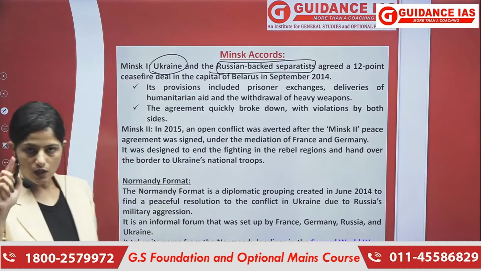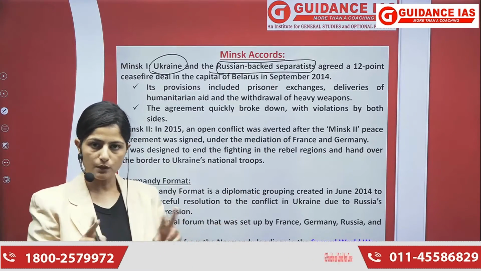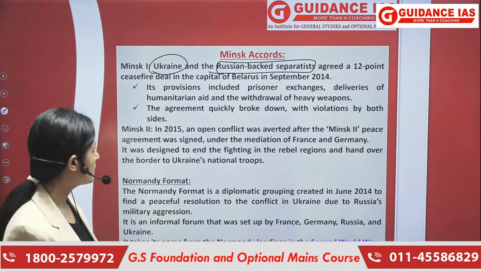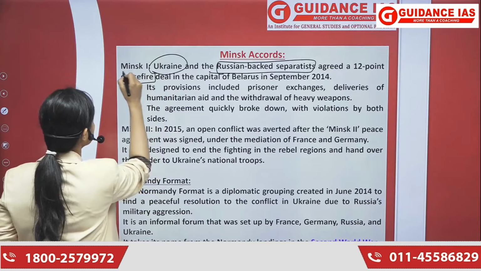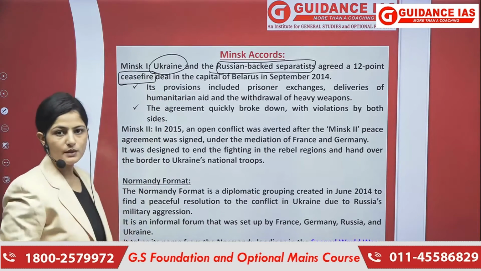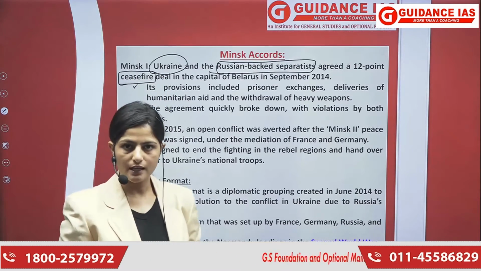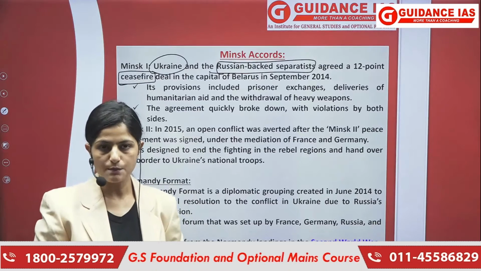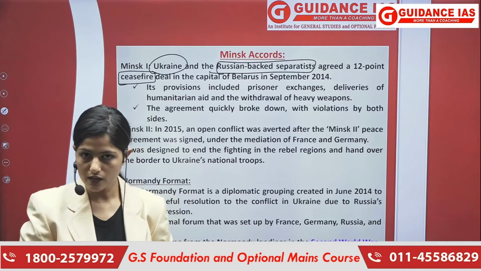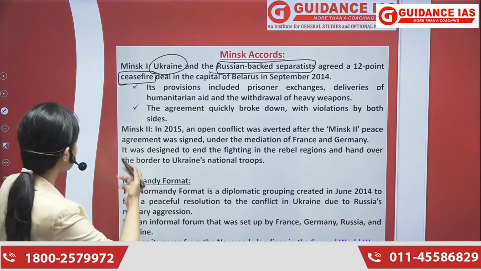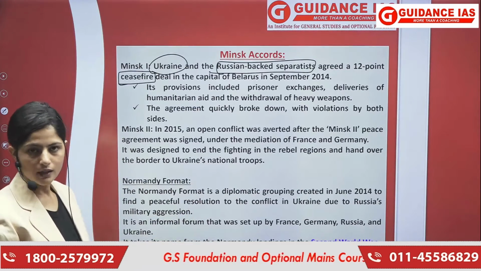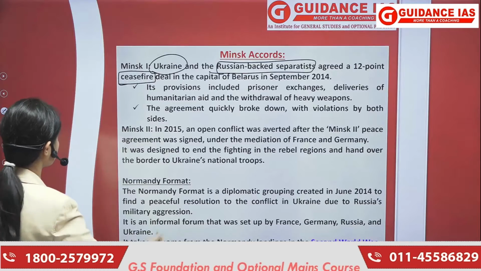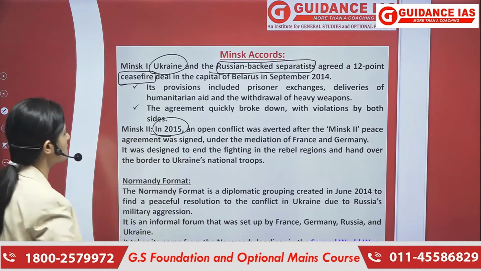Russia-backed separatists in some of the regions and Ukraine. It happened between them regarding what? This is the word you should remember, which is ceasefire. They promised to cease fire, but nothing like that happened. We have time and again seen the violation of the ceasefire. So this was basically like a broken promise. They did not really follow it. Then 2015 में Minsk 2 हुआ.